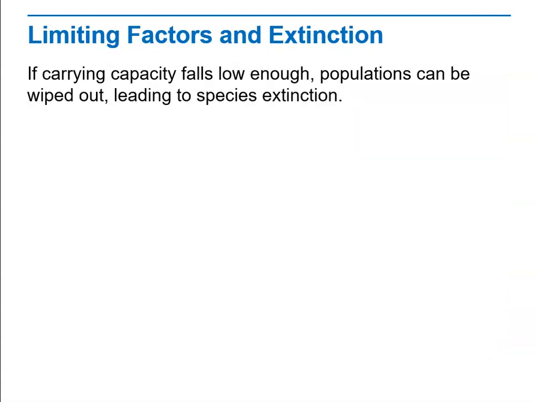If carrying capacity falls low enough, populations can be wiped out, leading to species extinction. The example of the wolves on Isle Royale, when they were cut to a population of 13 with only 3 females, is that they came very close to extinction on that island because, of course, you need both males and females to repopulate, and the number of females is probably more important than the number of males.